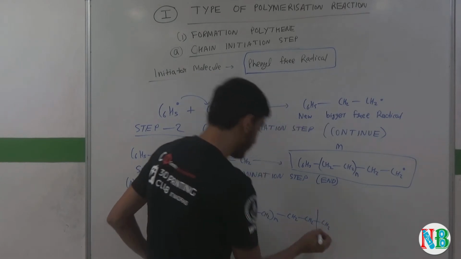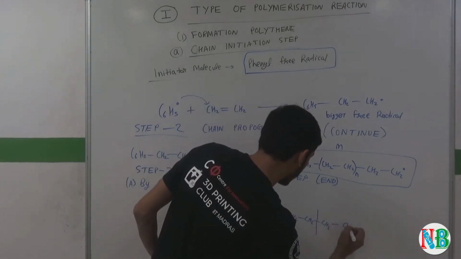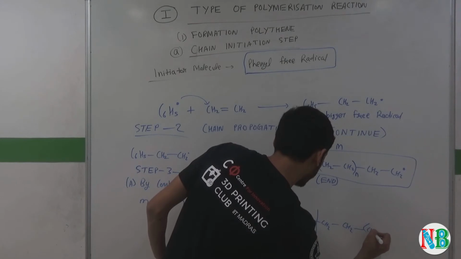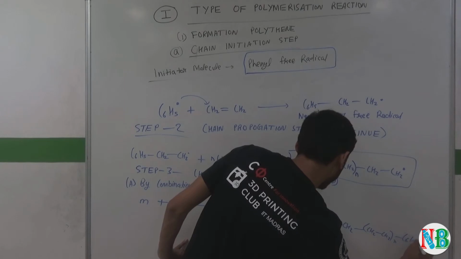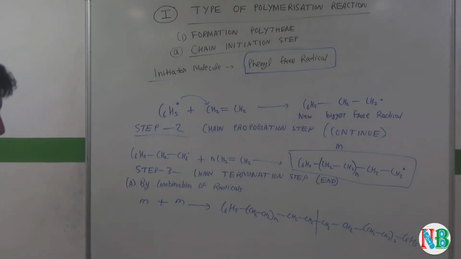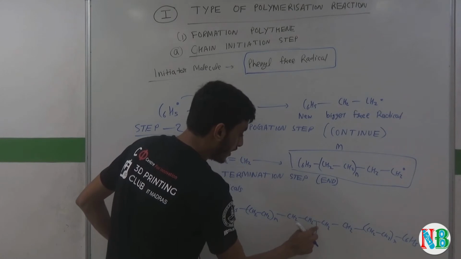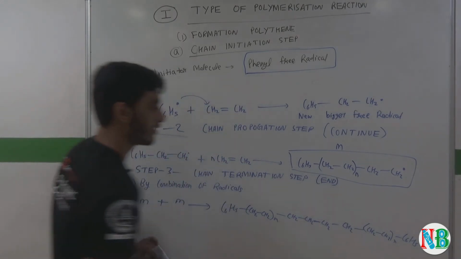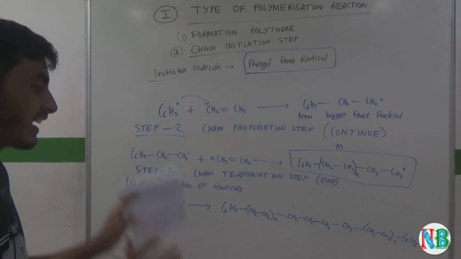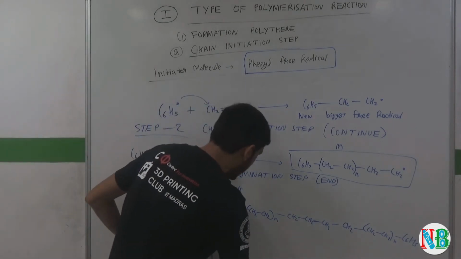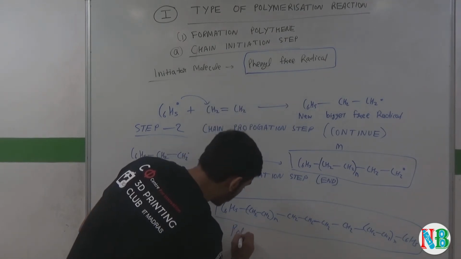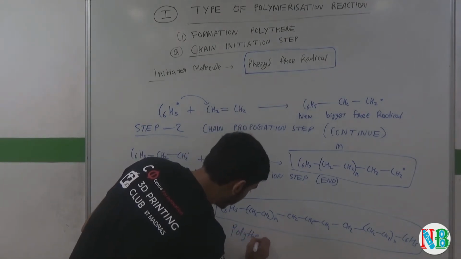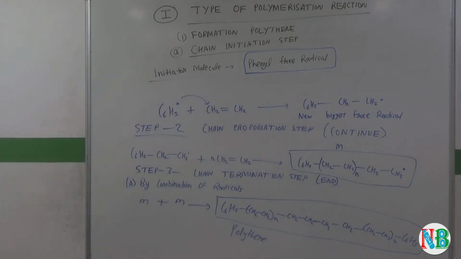So that's the end of the first one. Then CH2 n and then C6H5. Okay, so that's the first way to end the reaction. Just add the two free radicals, and this whole compound I just formed, this whole compound is known as polythene. Okay.